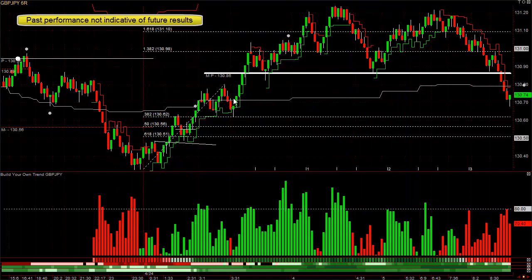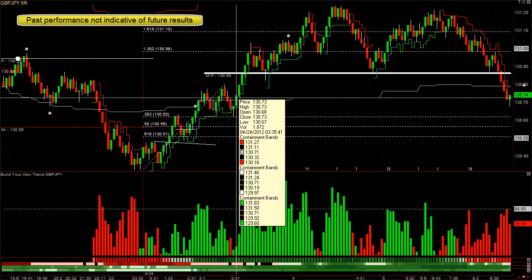So you bought it right here. Oops. Bought it right here when it went back above the hourly at 73.